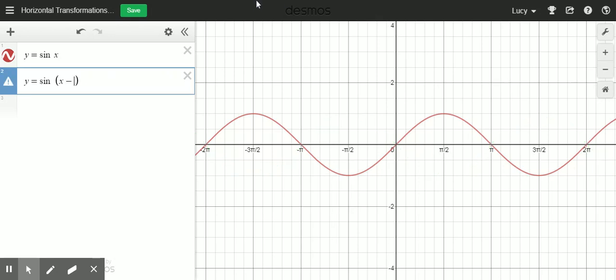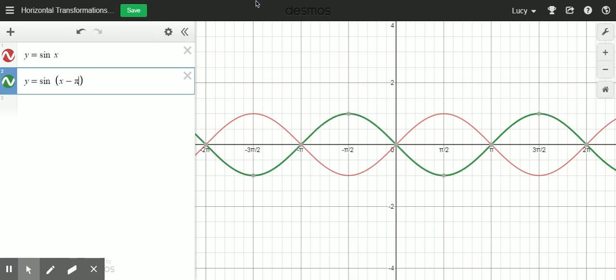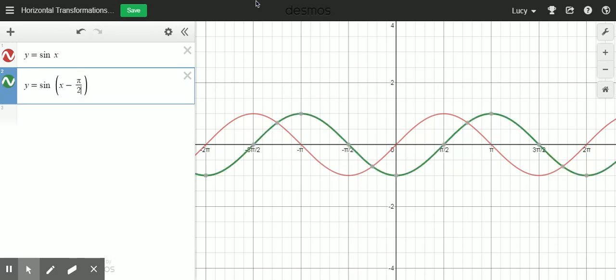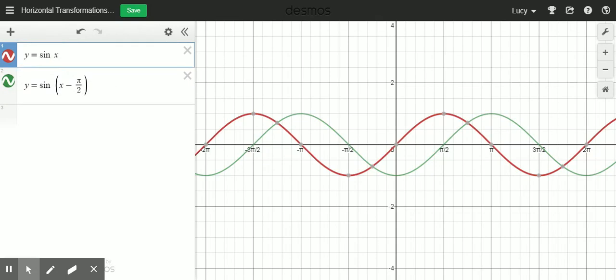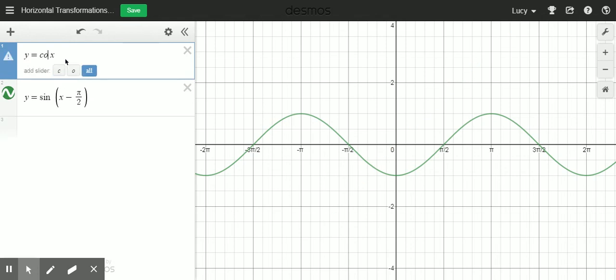So there's one more interesting transformation, and that is the pi over 2. This doesn't look that interesting. We've shifted by pi over 2. But if you put in, let's graph, instead of making this a sine function, let's make this a cosine function.